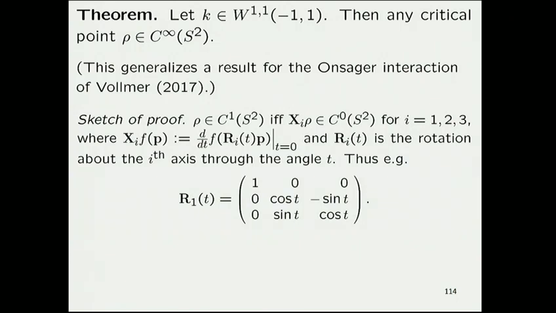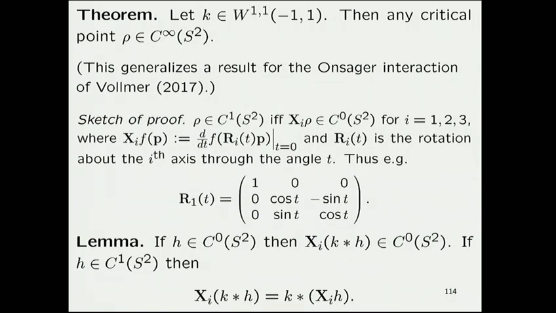So what are they? Well, you take the derivative at t equals 0 of f of R_i of t applied to p, where R_i of t is a rotation about the ith axis through the angle t. Right? So for example, R_1 of t is this matrix.